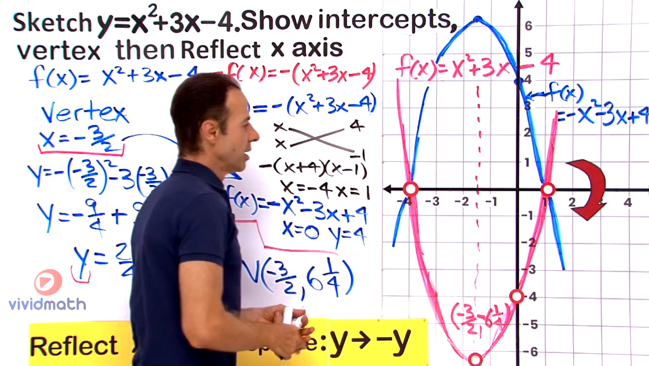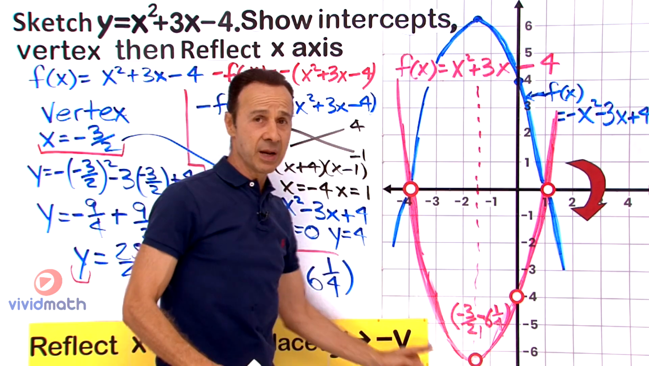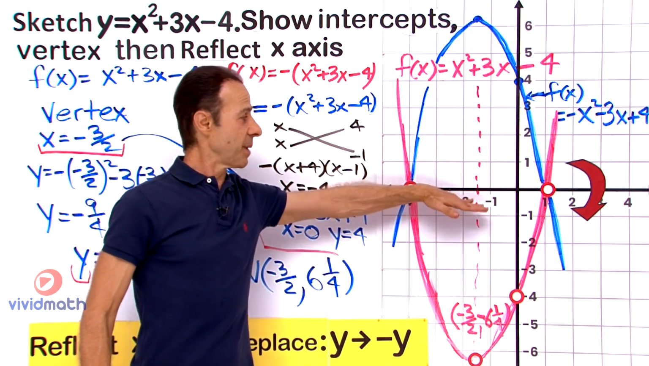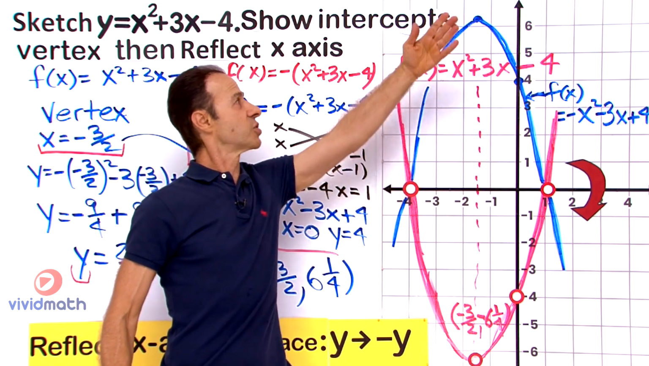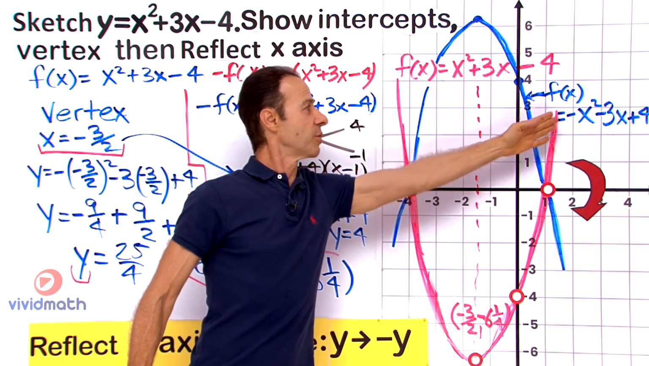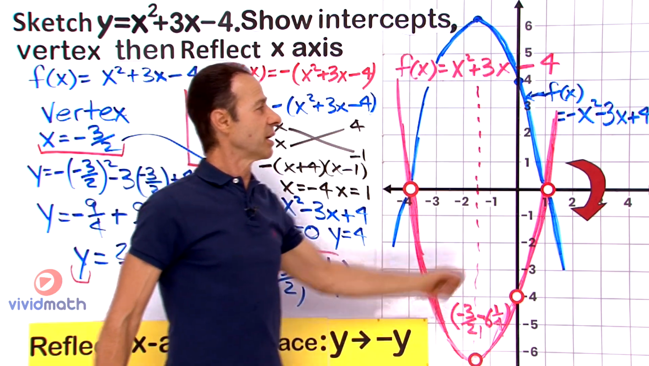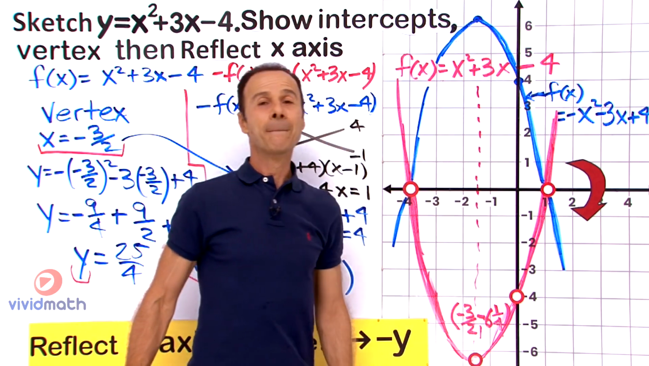Now you'll see that we have the original function x in red, and then we reflected it about the x-axis, so it mirrors straight up there, flipped up there, and we got the reverse of it: negative function x equals negative x squared minus 3x plus 4.